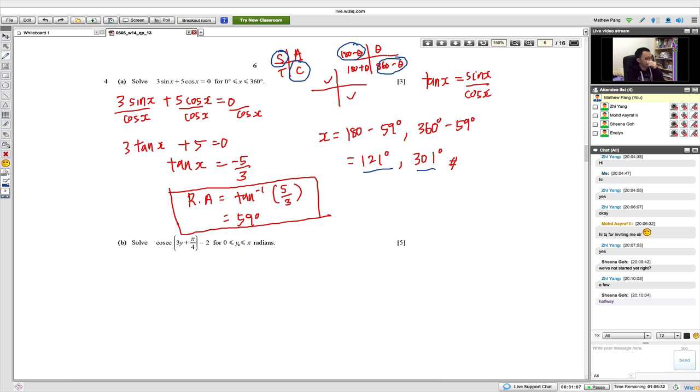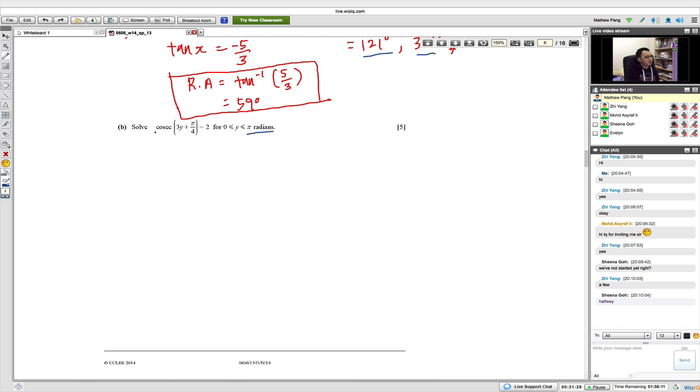For B, the first thing I realize is 0 to pi. It means 0 to 180, but the question gives you pi, which means you have to change your calculator into radian before you start to solve it. So I will change the calculator into radian first before I start. Okay, then I will start to do this one.